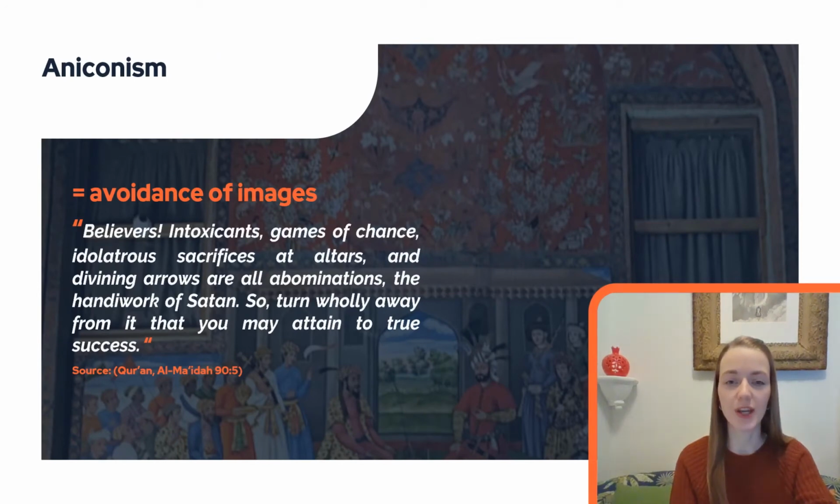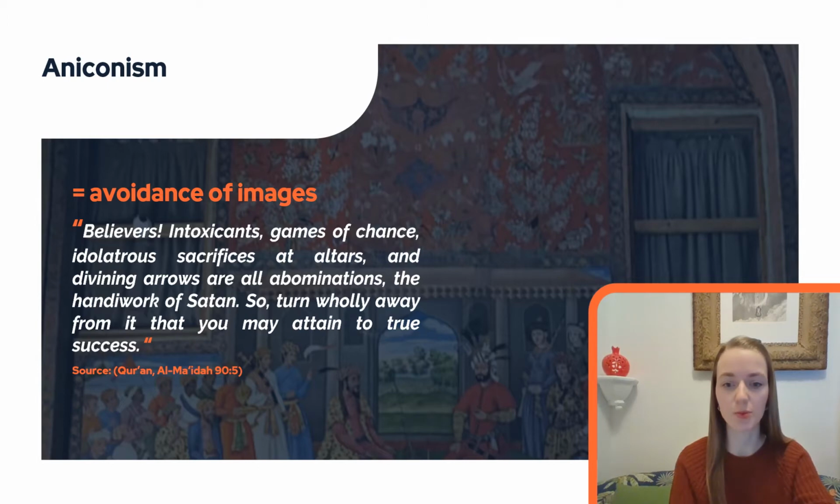Let us move on to the next section and to Aniconism in Islamic art. There are a few words we have to distinguish. Aniconism, which is the avoidance of images, and iconophobia, which is the fear of images. Which is it in this case?